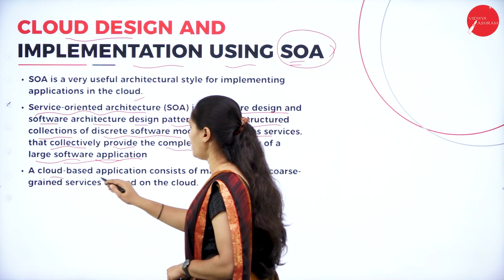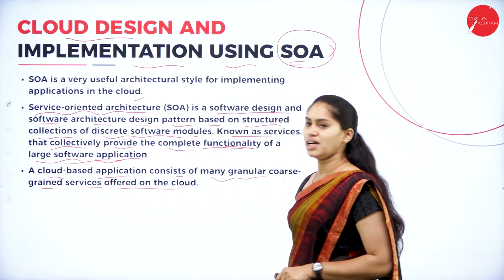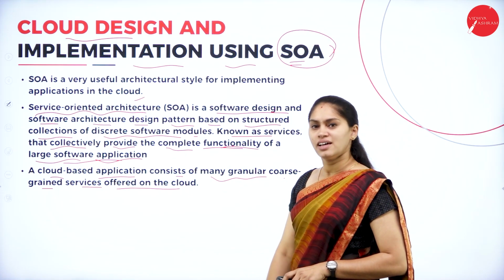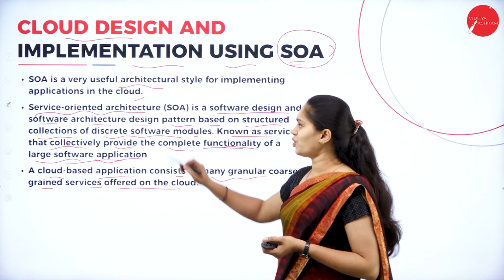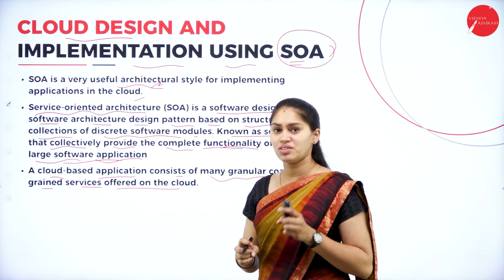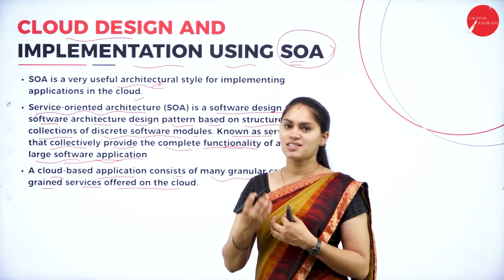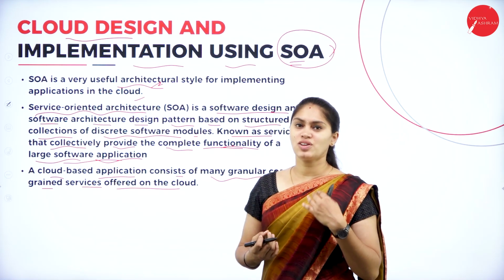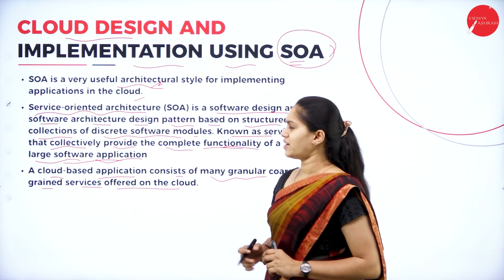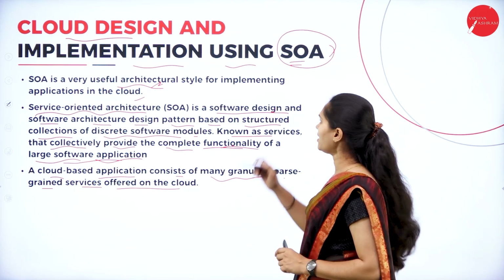So here, a cloud-based application consists of many granular, coarse-grained services offered on the cloud. It will include many services in order to satisfy the requirement of a customer. This SOA is considered a useful architecture. Why? Because here we have an architecture which is based on the service. Whatever kind they want, whether it is related to software, hardware or networking, based on their requirement they create the architecture, mainly to satisfy the requirement of a customer. This is regarding cloud design and implementation using SOA.